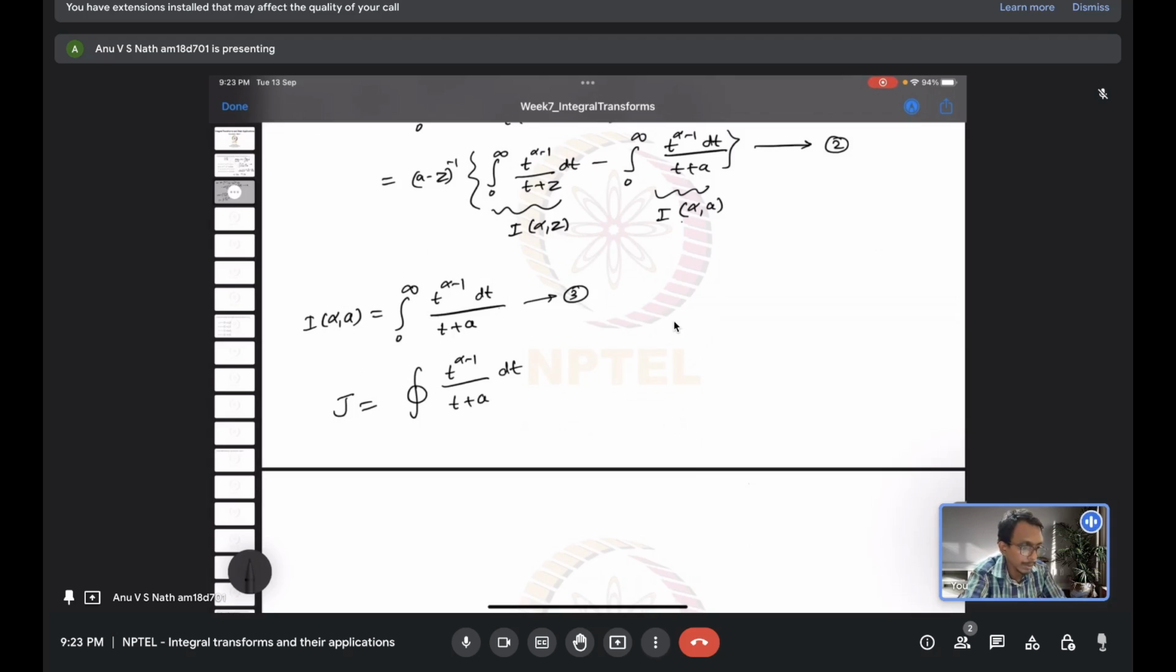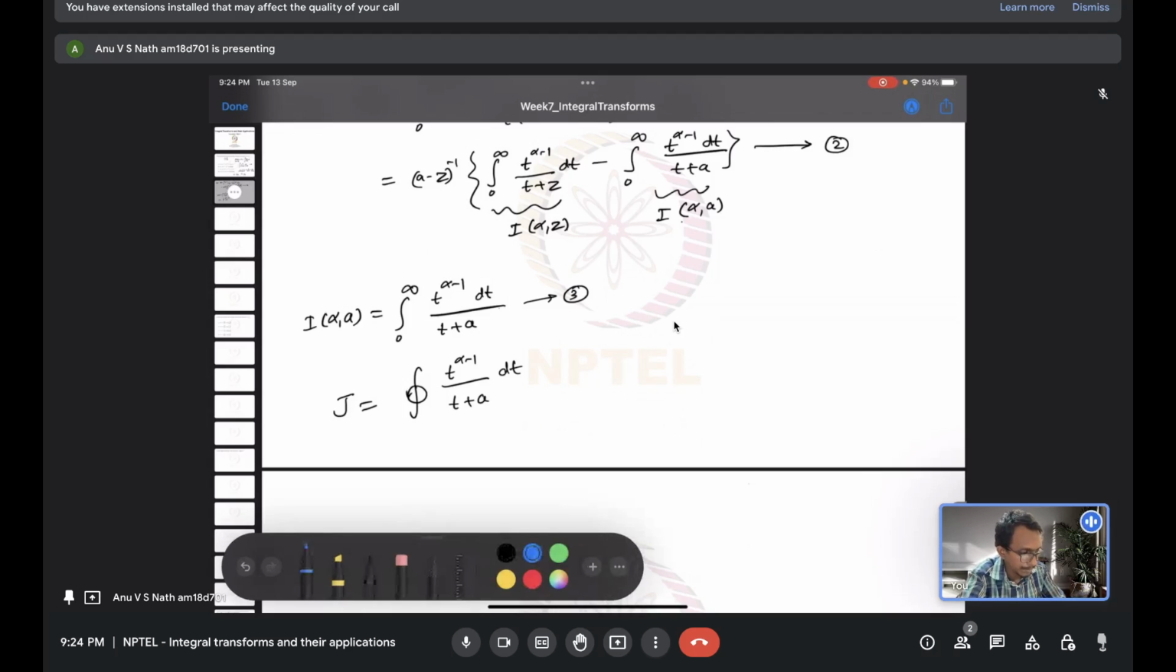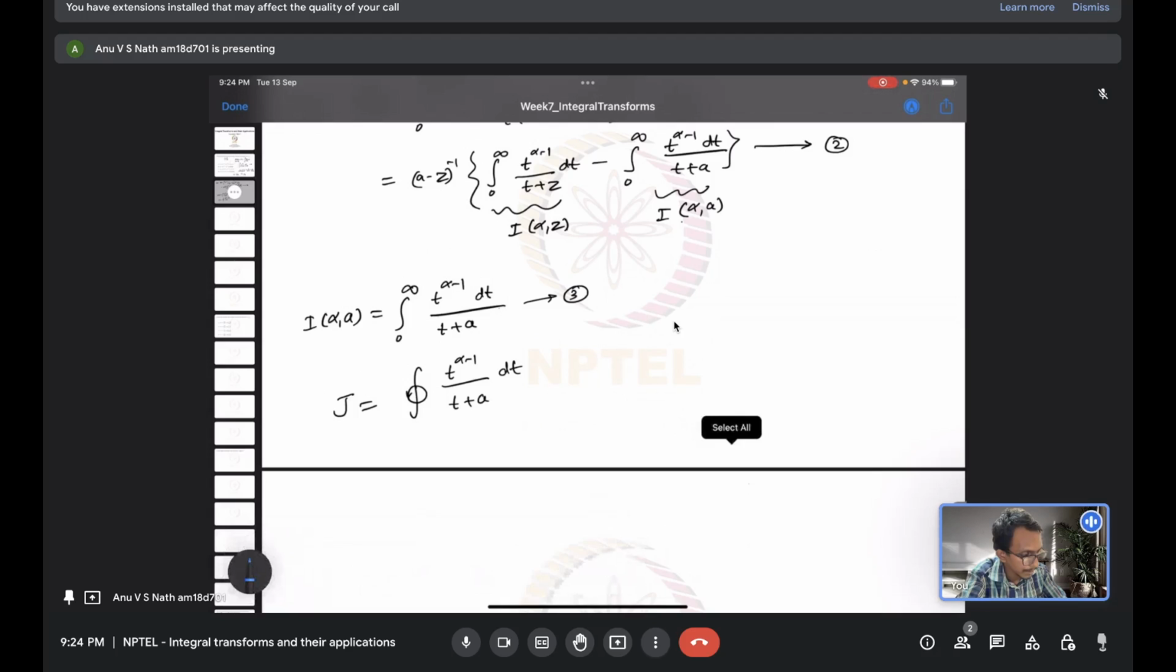That's what I'm doing in the next step: defining a new integral J for the same function, t raised to alpha minus 1 by t plus a, dt. But now t is extended to the complex domain and the integral is performed over a contour. The contour I will specify. So let me first draw the complex plane.